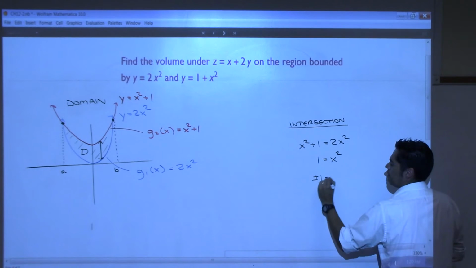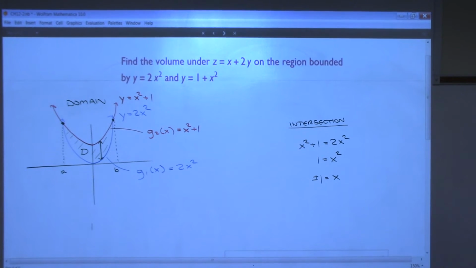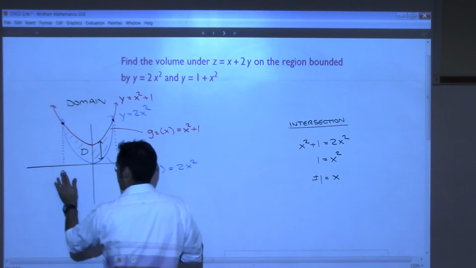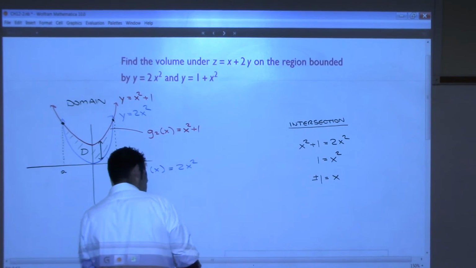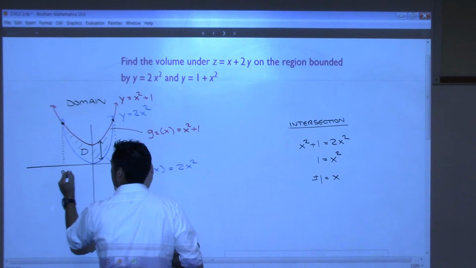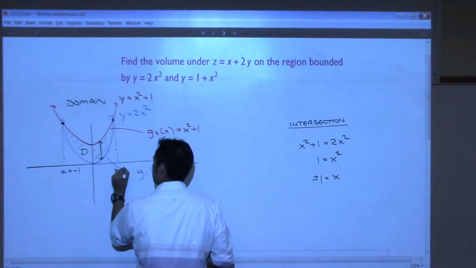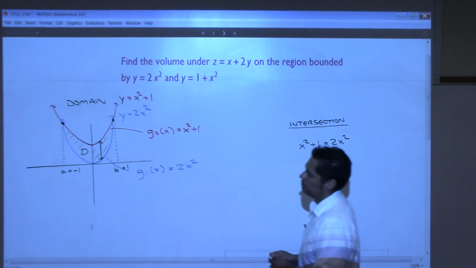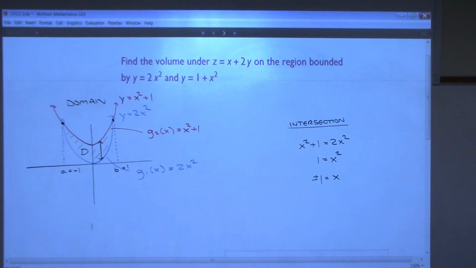Plus or minus 1. Subtract x squared from both sides, take the square root, plus or minus. So we know that A is negative 1, and B is positive 1. And at that point, you set up the integral.